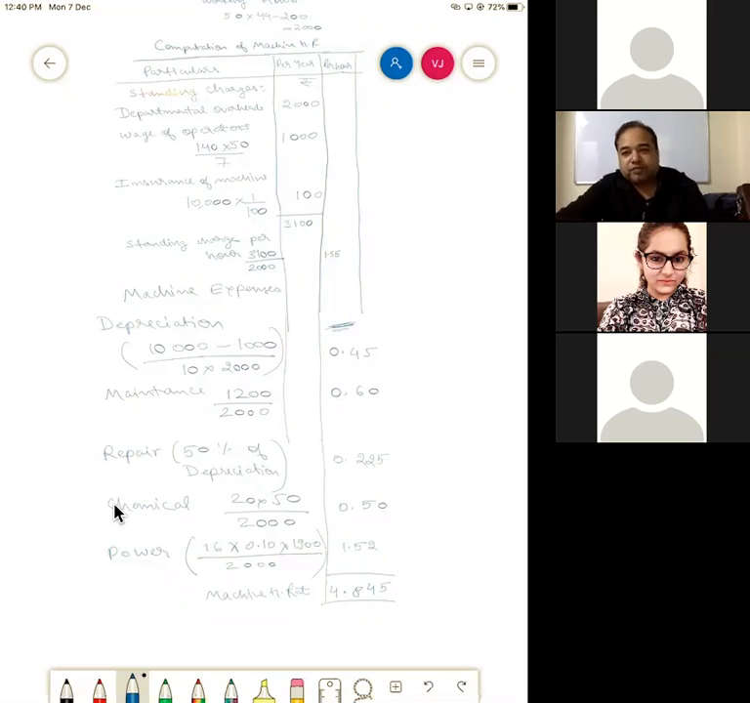Sir, can you explain what overhead is? Departmental overhead, as written. Departmental overheads. In the next class, once we start with cost sheet, we can get more view of what is overhead. Clear? Apart from direct expenses, there are other expenses. We call it overhead. More clarity would come in next class. Okay, sir.